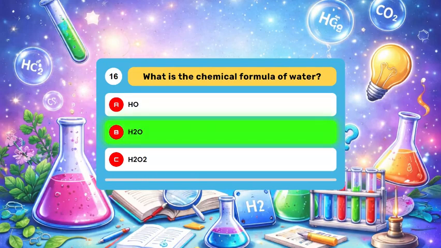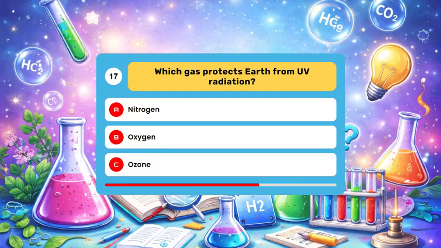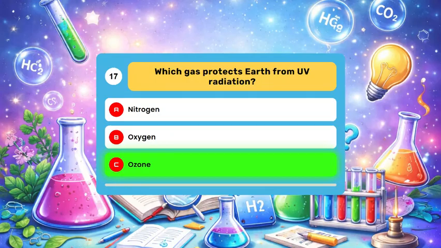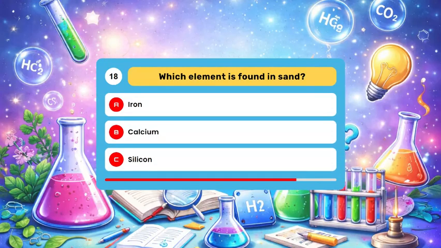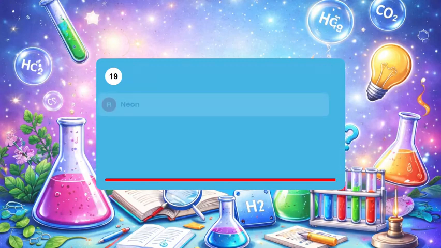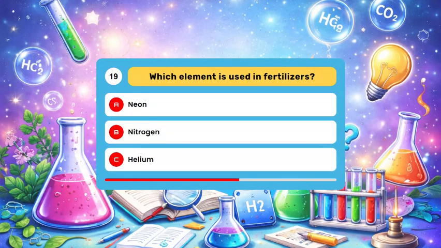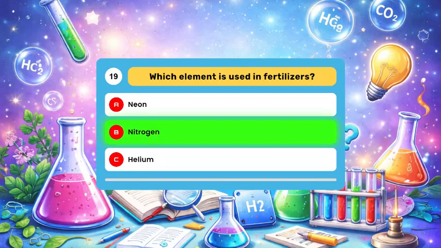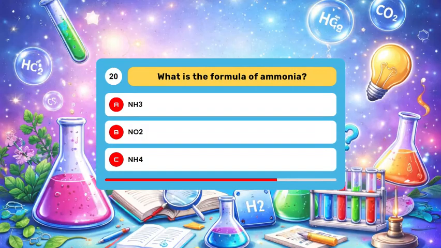H2O. Which gas protects Earth from UV radiation? Ozone. Which element is found in sand? Silicon. Which element is used in fertilizers? Nitrogen. What is the formula of ammonia?